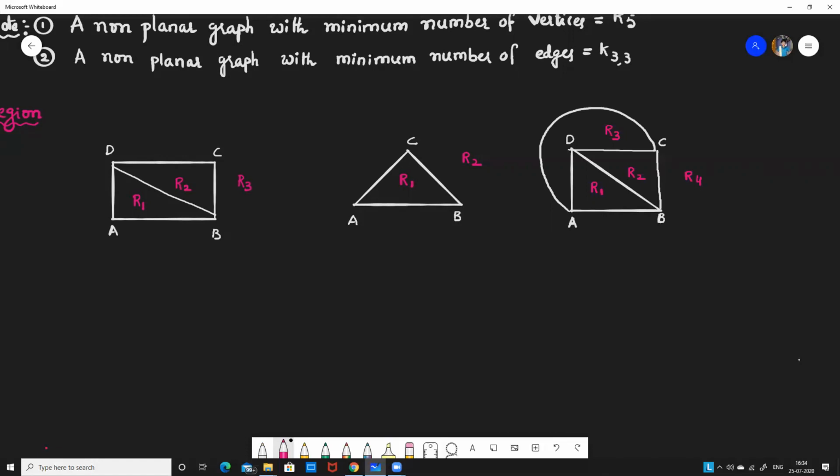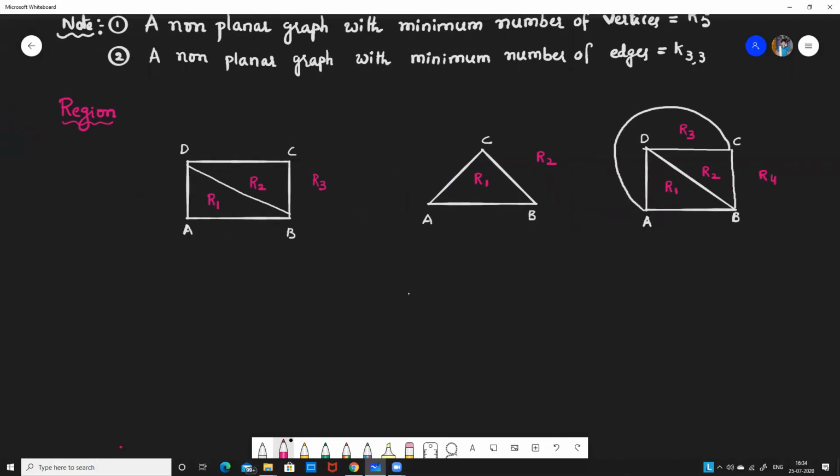Region is nothing but a bounded area which is occurred by a planar graph. For example, in the first example, ABD is a region, and BCD is also a region. So like that, in these three examples, we have some regions, right? Okay. So you have to understand some important properties regarding regions.